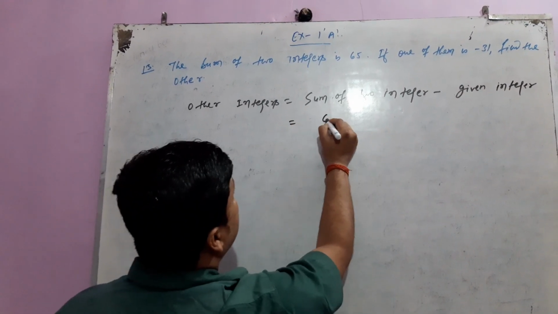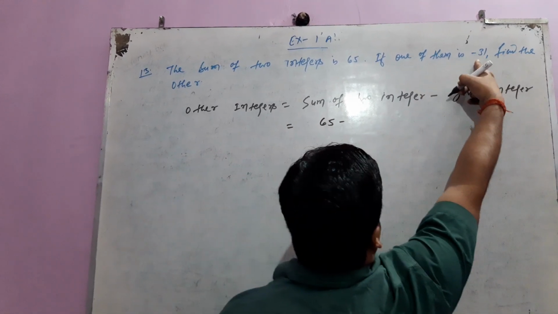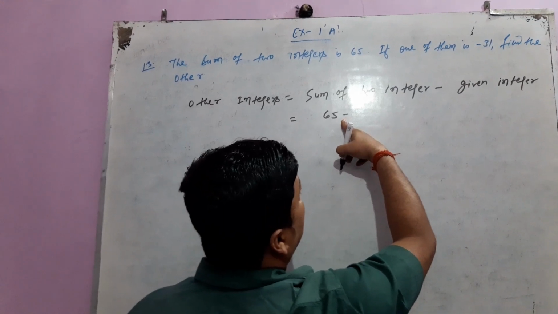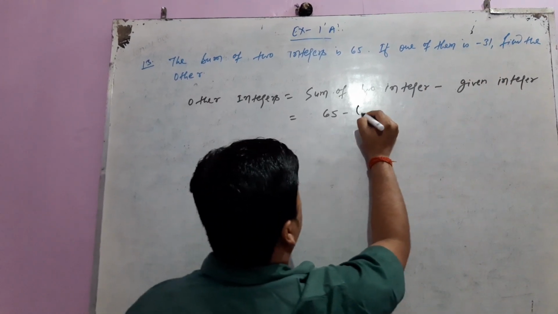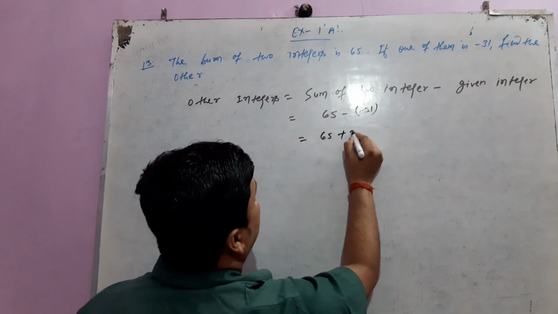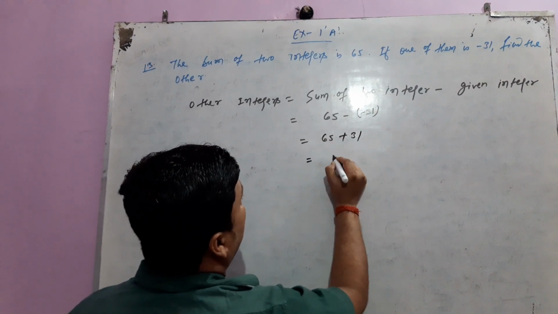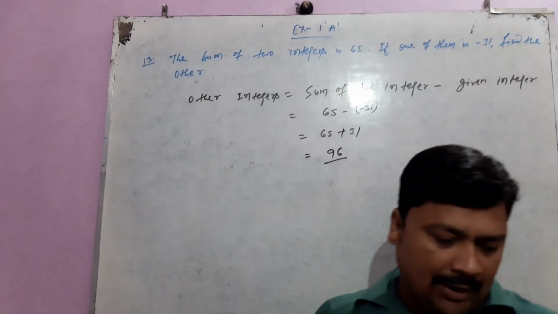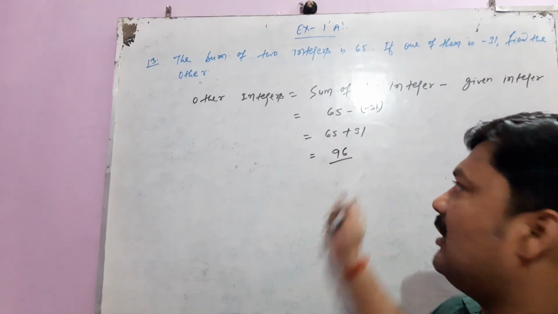Here the sum of two integers is 65. Now we put the minus sign here and the given integer is minus 31. So we have to write here minus 31. Now solving the bracket, minus minus 31 becomes plus 31. Now adding the values we will get here 96. So our answer will be 96. Now we have to look at question number 14 here.